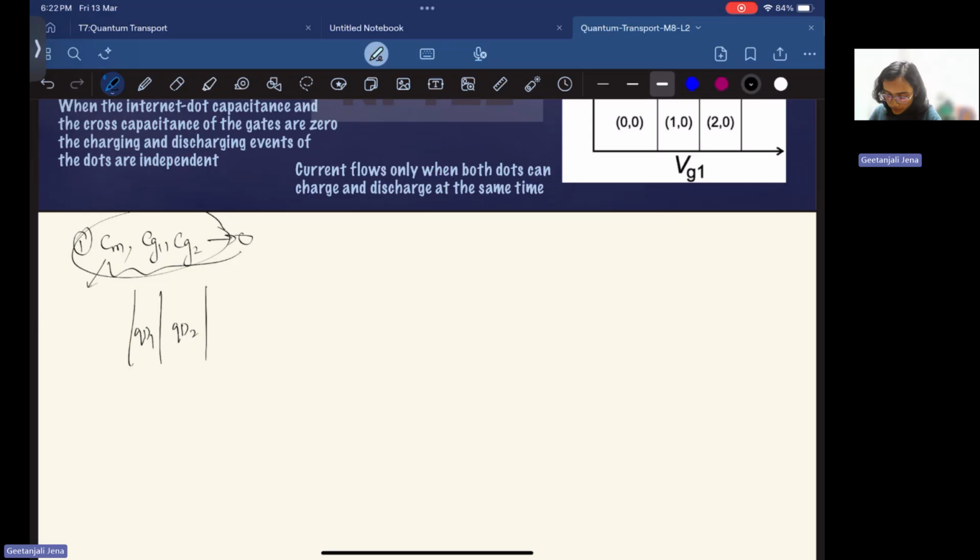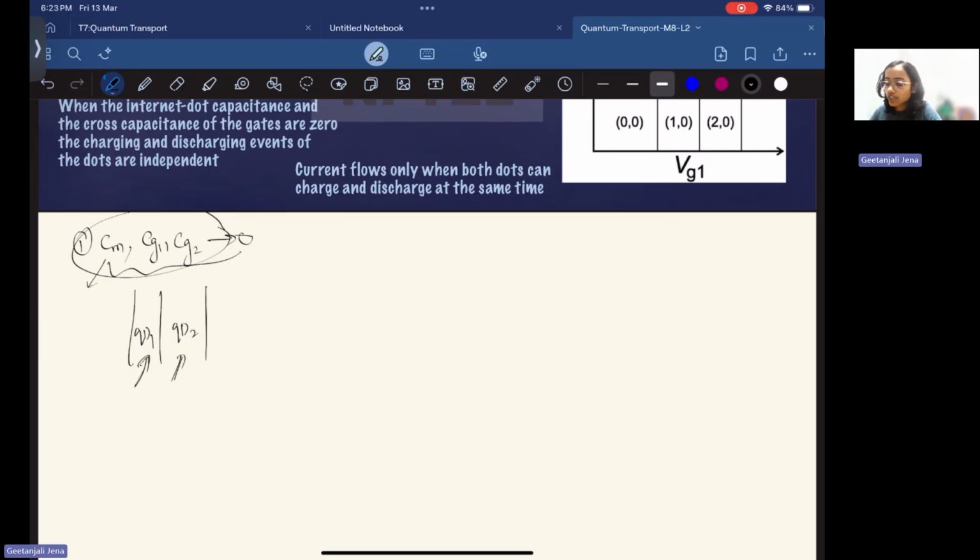So for this case, if you add any extra electron on, let's say, quantum dot 1, then it won't induce any charge on quantum dot 2. That means it doesn't affect quantum dot 2 if you add one electron on quantum dot 1. Similarly, if we have one electron on quantum dot 2, then quantum dot 1 remains unaffected. So for this case, what we have is the charge stability diagram.